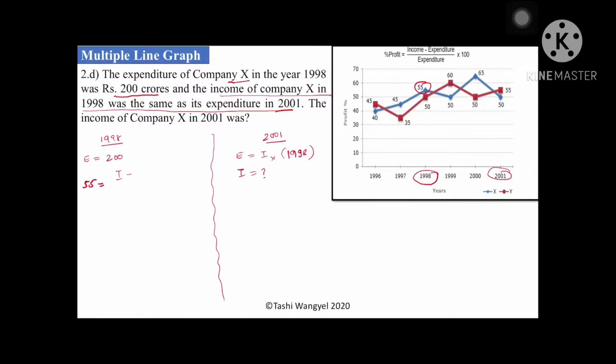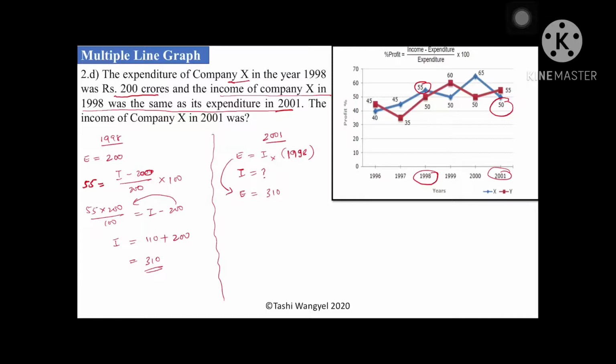In 1998, the profit percent of company X was 5, therefore 5 equals income minus expenditure over expenditure, into 100. The expenditure is 200 crores, so 5 into 200 by 100 equals I minus 200. So I equals 5 into 200 divided by 100, which is 10, plus 200. So the income is 310, the 1998 income is 310. We know that the expenditure of 2001 is same as income in 1998. Therefore the expenditure of 2001 is 310 crores.